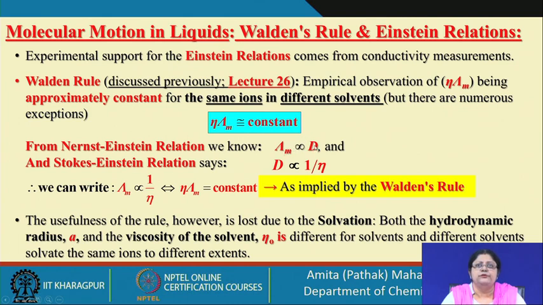If this is proportional to D and D is proportional to 1 by eta, then what can we say? We can say that lambda, that is the molar conductivity of the electrolyte, should be inversely proportional to eta, the coefficient of viscosity. In other words, if we multiply eta with the molar conductivity, then it should be a constant. This is what is implied in Walden's rule, which we had taken previously.